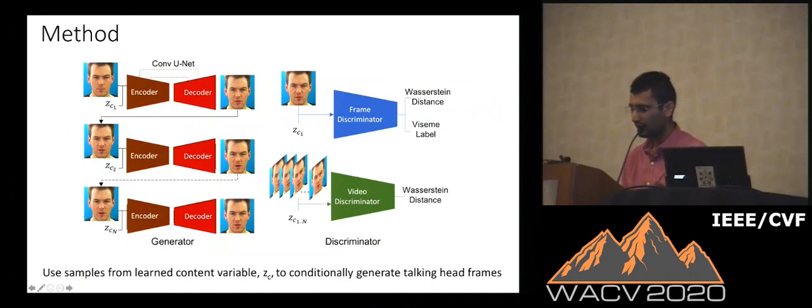Once we have the VAE learn the encodings for content and emotion, we use the samples from the learned content variable to conditionally generate talking head frames using a generative adversarial network framework.